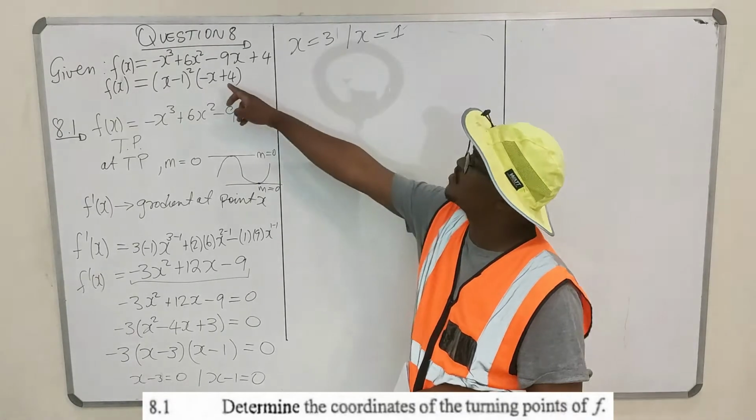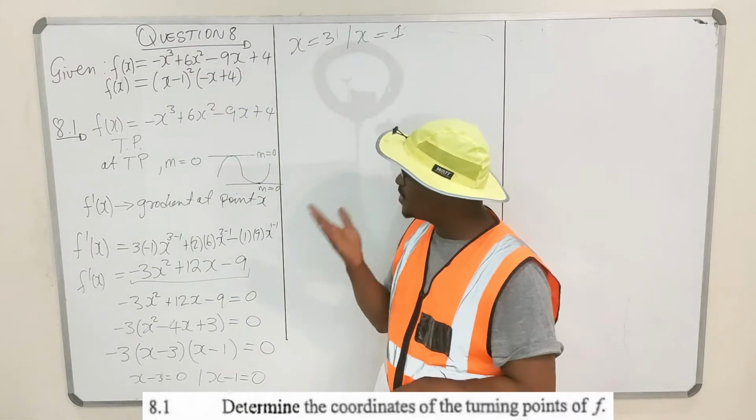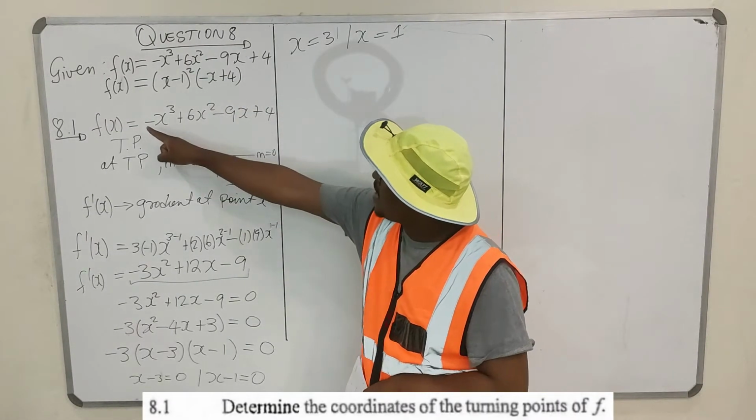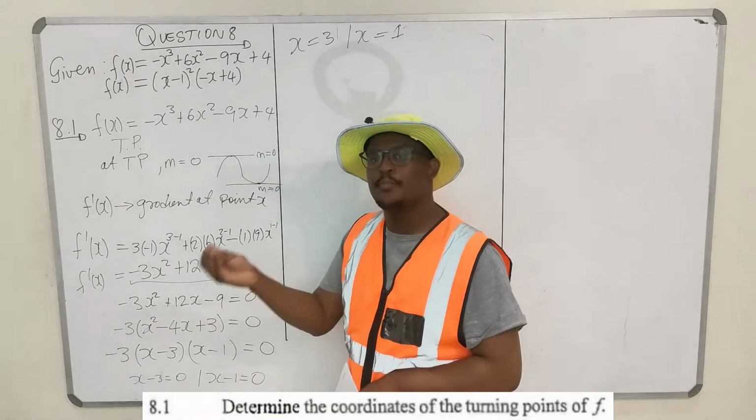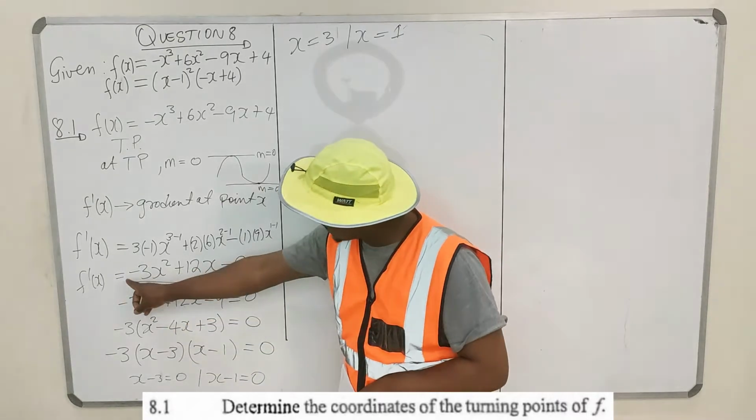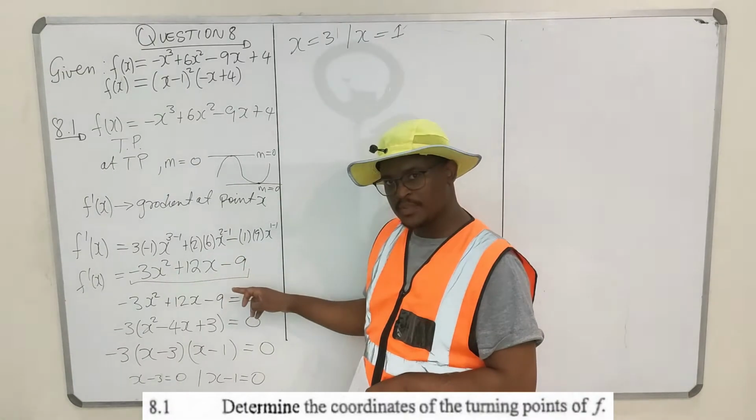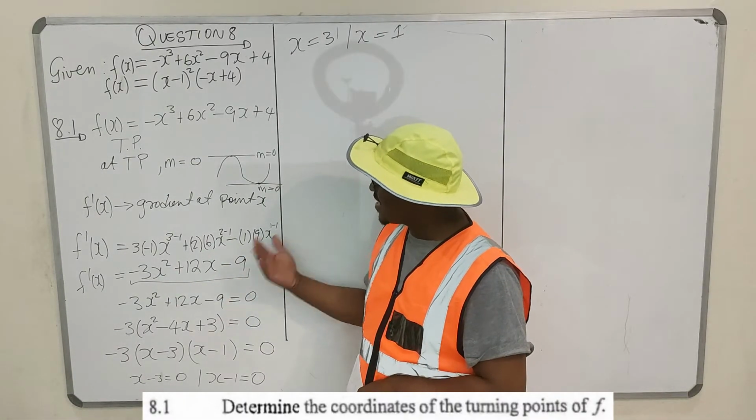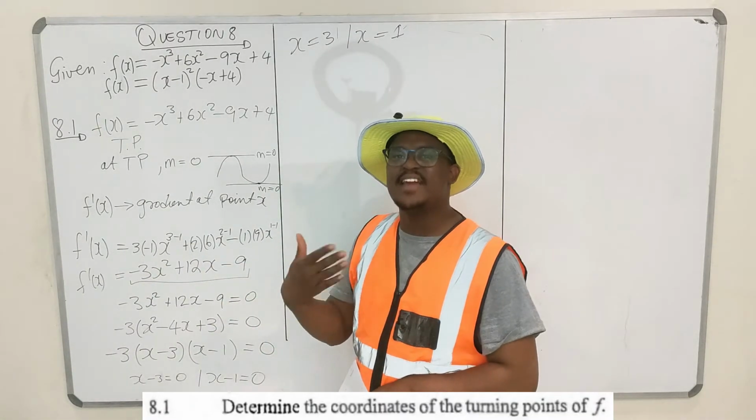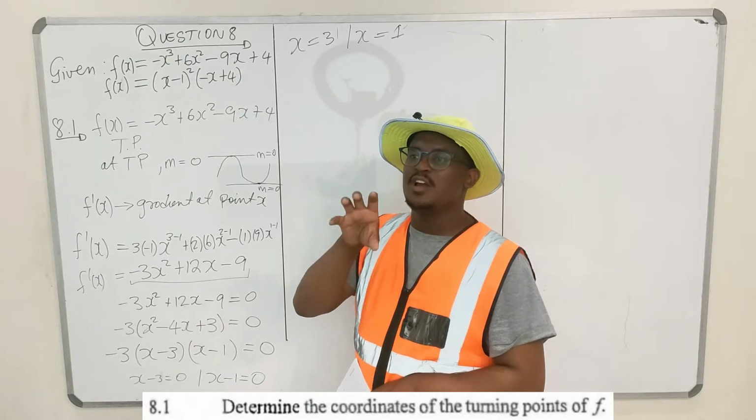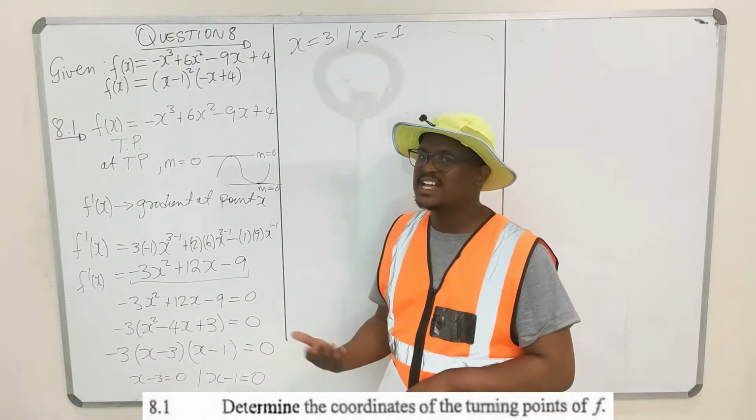At x equal to 3, the gradient of this function is 0. At x equal to 1, the gradient of the function is 0. How did we do this? We had the equation, and the derivative of this gives us the gradient at a point. We found the derivative to be minus 3x squared plus 12x minus 9. But at the turning point the gradient is 0, which means this is equal to 0. That gives us the x values where the gradient is 0. That's how we did it.